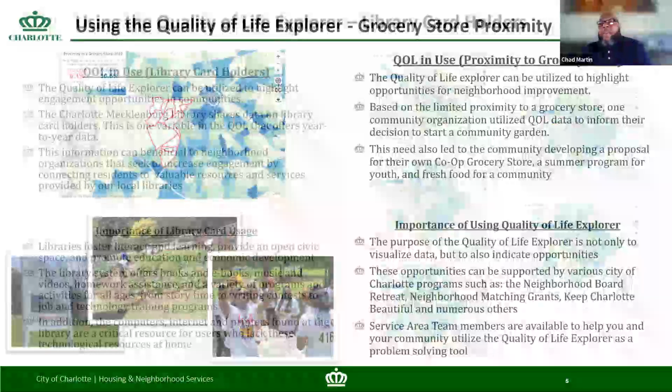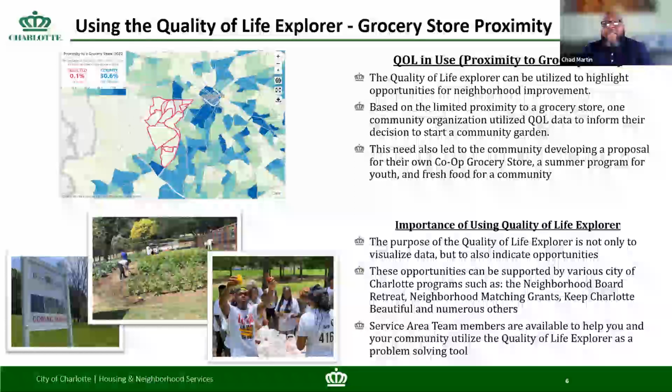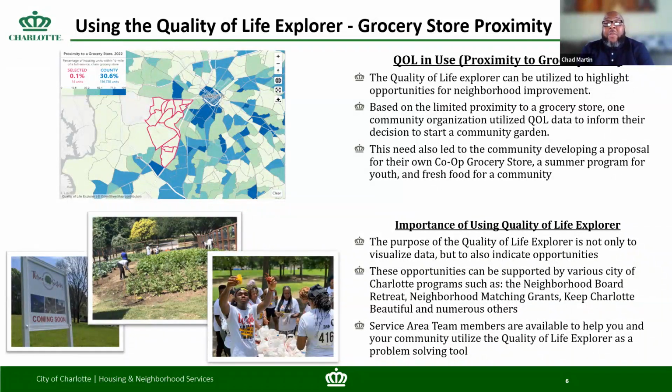And then the last example that I wanted to provide was the Quality of Life Explorer in use. And so this is an actual representation of one of our communities or neighborhood organizations that did use the materials from the Quality of Life Explorer data points, and also a couple other resources to indicate that they had a need based on their proximity to a grocery store. So if you look at the map in the left-hand corner, I highlighted a couple of areas along West Boulevard to indicate that they did have a need for a grocery store in the community.